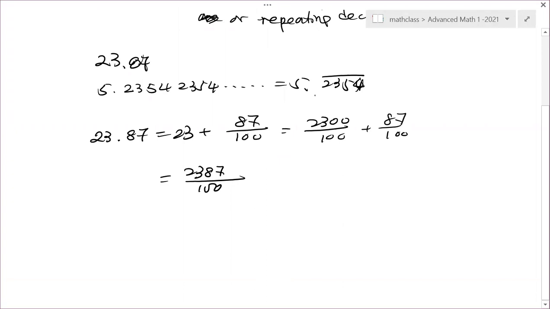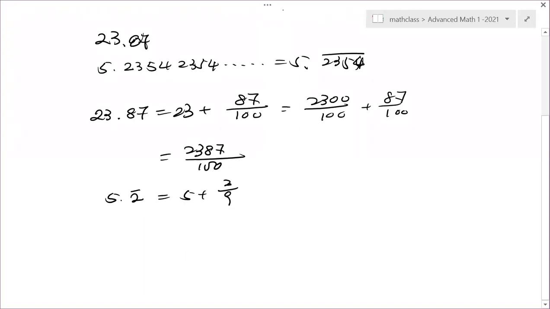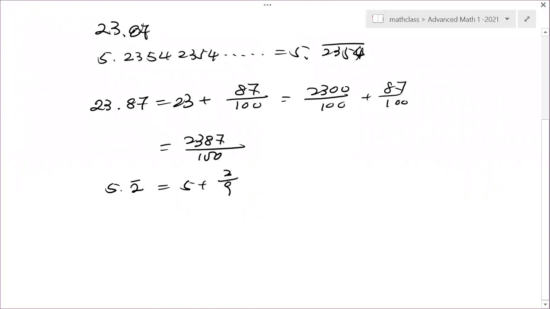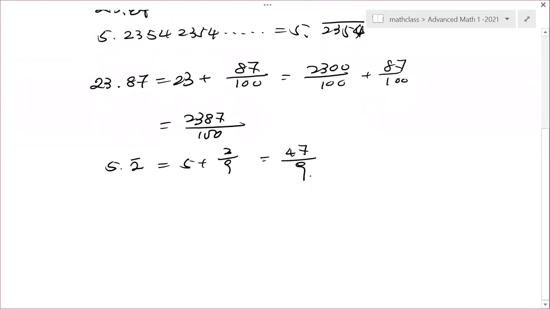But how about the one like 5.2354 with the bar? Well, we have a general formula. If 5.2 bar, that means 5 plus 2 over 9. So you get 47 over 9.